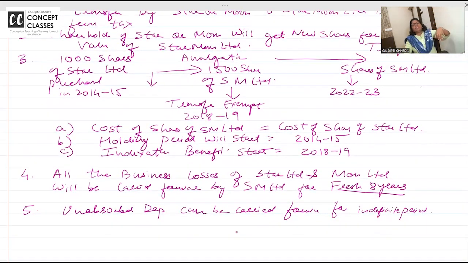When my shares got cancelled in Star and I got shares in SM Limited, do I need to pay any tax? No. It's exempt for the company as well as for the shareholders. But when the shareholder is selling the shares, the cost is that of the previous owner, like 1415. Holding period from 1415, but indexation benefit from 1890. And these business losses can be carried forward for a fresh 8 years.